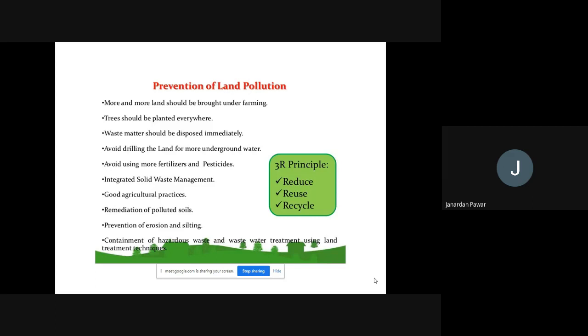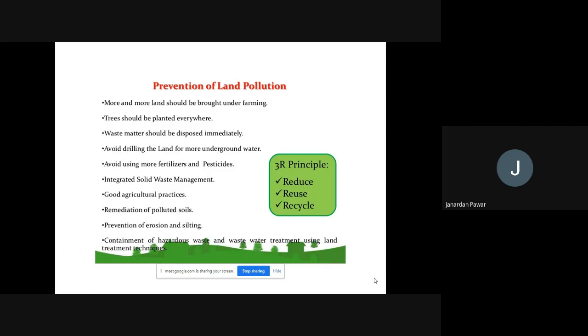Then good agricultural practices. As I told you, people are going for very bad agricultural practices to get more out of agriculture. They go for massive or excessive use of agricultural fertilizers and pesticides, which is not good. So if we follow certain good agricultural practices, good means what? Instead of using fertilizers and pesticides, if we use compost for farming activities, then it's okay. And that will be called good agricultural practices. So this is expected. Instead of using fertilizers, it is always better to use compost. And through that, we can go for organic farming.